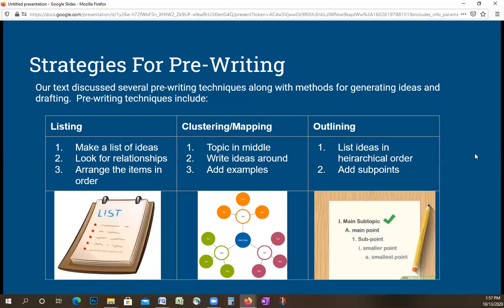And outlining, similar to a list, you list your ideas, but you put them in hierarchical order. And typically, we also use the hierarchical bullet points of here's my main idea, and below that and indented, here are the examples that I want to use.